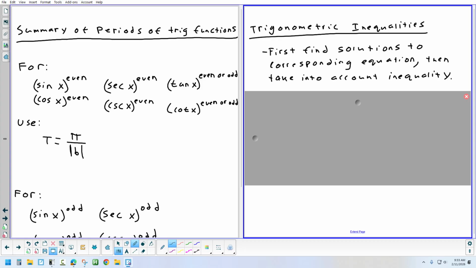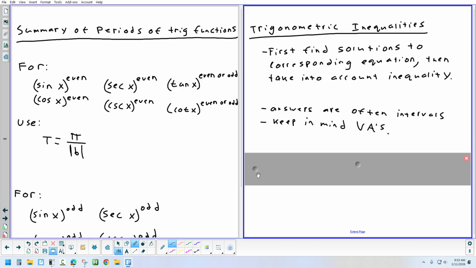Answers to inequalities are generally what? Yep, intervals. It's like a range of values between 3.2 and 4.7, something like that. So we do have to pay attention to vertical asymptotes. Vertical asymptotes break intervals, so we have to deal with that. We also have to put proper brackets and parentheses.